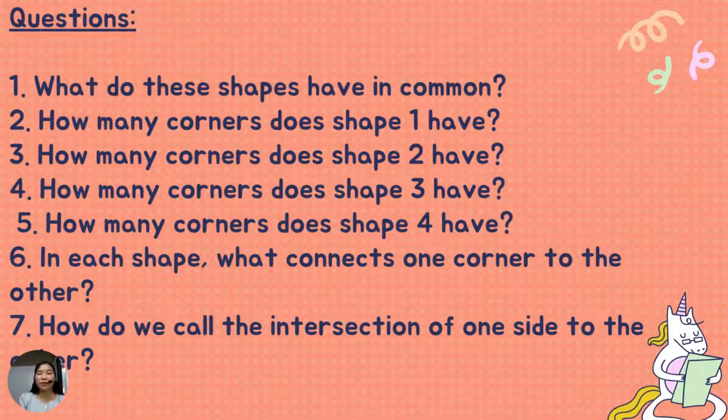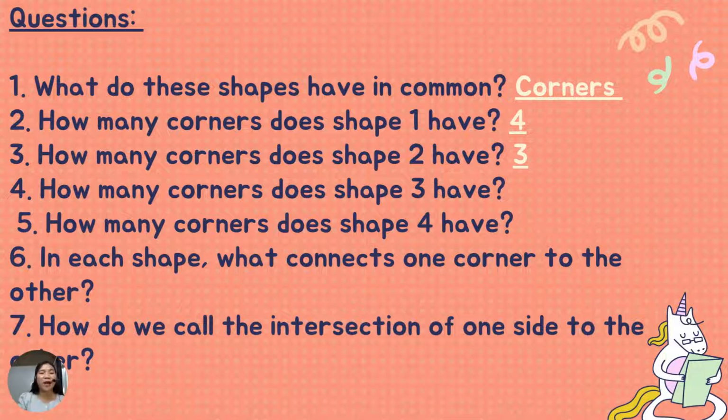Number 1, what do these shapes have in common? Correct. They have corners. They are closed figures. Number 2, how many corners does shape 1 have? Shape 1 is a rectangle. There are 4. Next, how many corners does shape 2 have? Shape 2 is a triangle. A triangle has 3 corners. Correct.